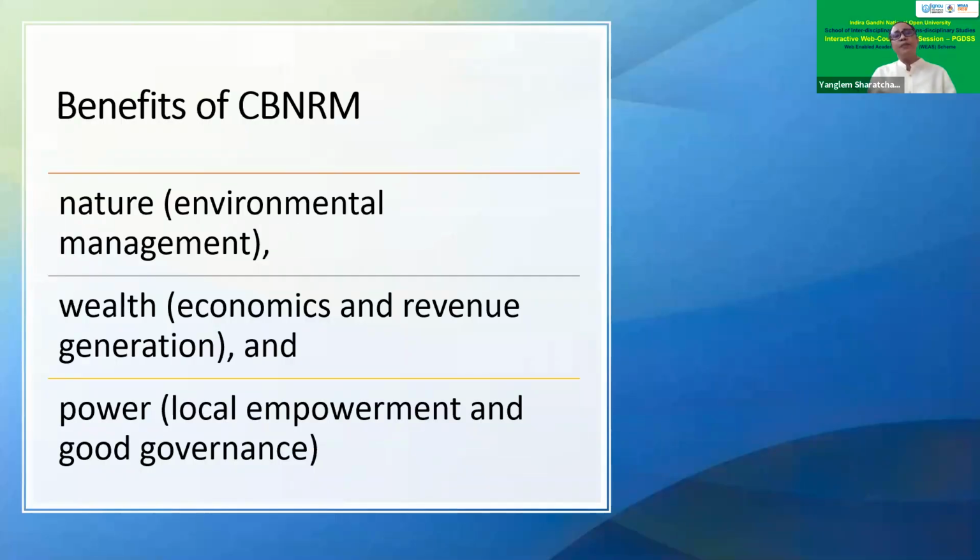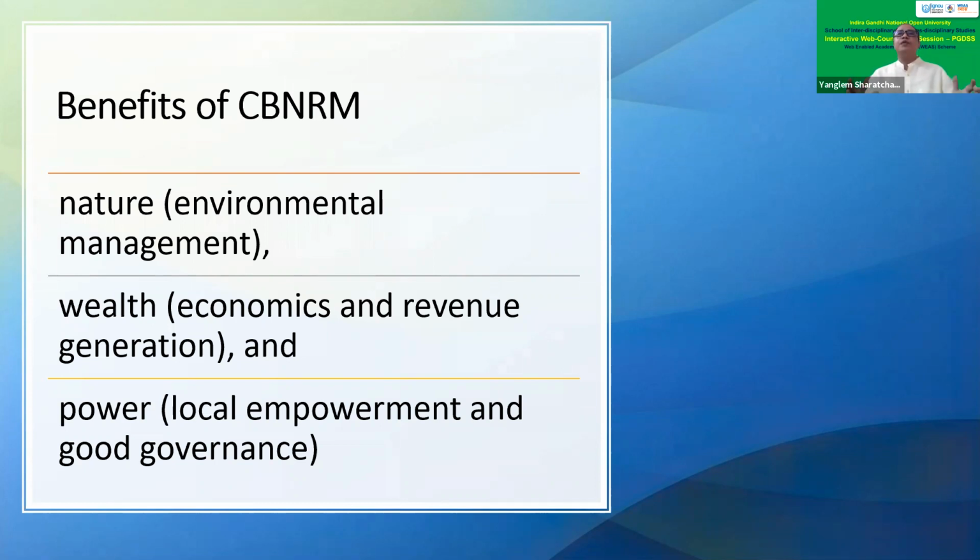Okay. Then what are the benefits of community-based natural resource management? One is that it protects nature, meaning proper environmental management happens through that holistic approach to natural resource management. Through that, socioeconomic conditions improve at different levels. For example, the economic condition will be improved locally. In the same way, revenue will be generated, which has a direct impact when you have a successful community-based natural resource management practice.